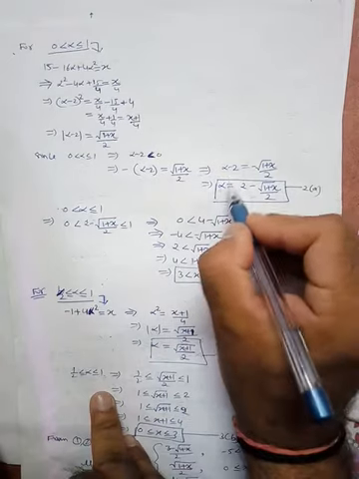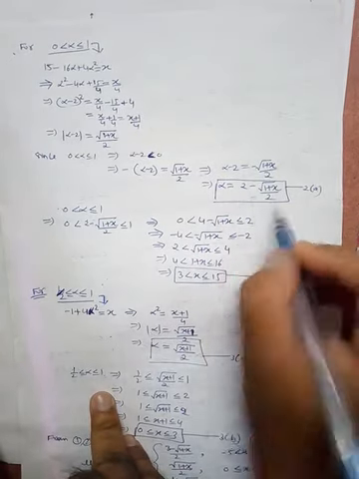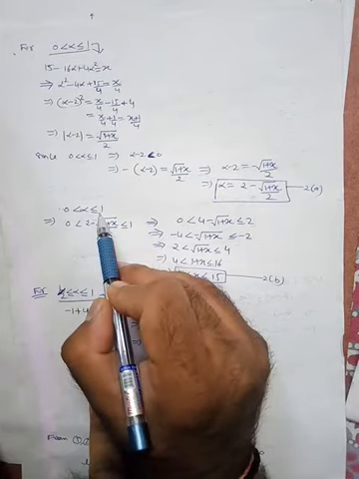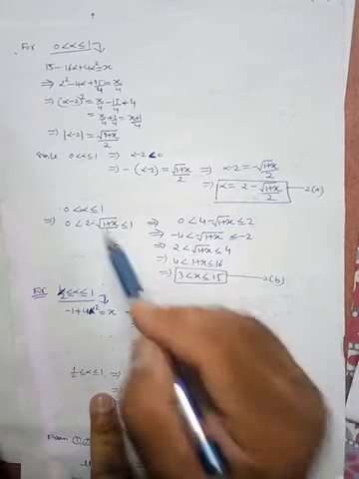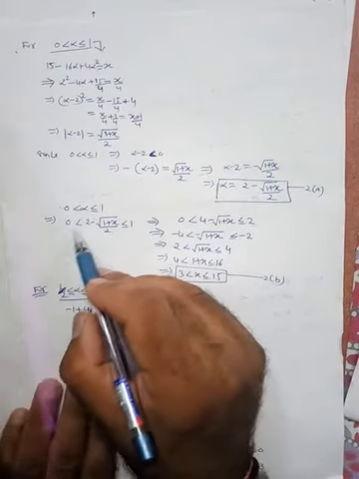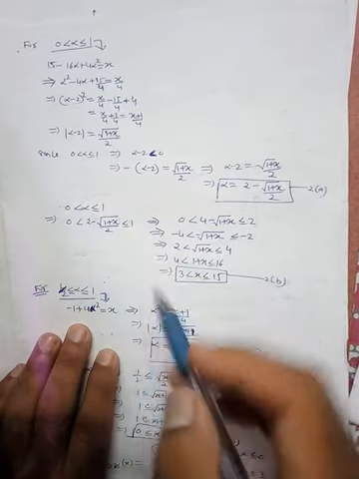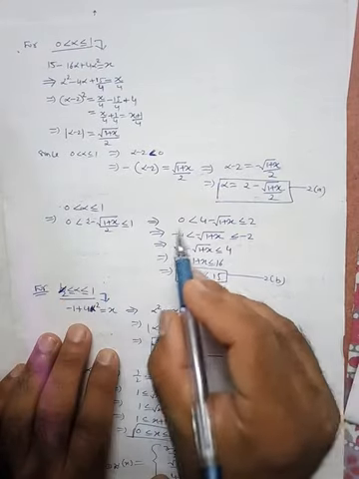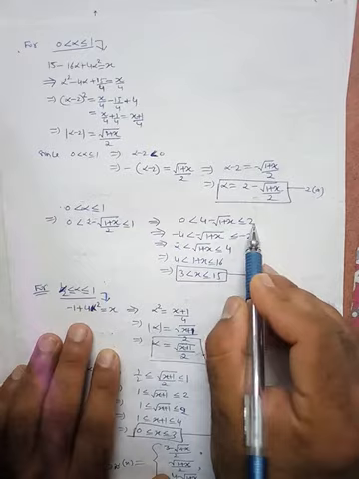Simplify this, so we get alpha is equal to 2 minus square root of 1 plus x by 2. Fine. Now since the range is 0 to alpha to 1, put alpha equal to this quantity and find out another range of x. So 0 is less than 2 minus square root of 1 plus x by 2 is less than or equal to 1. Multiply by 2. So 0 is less than or equal to 4 minus square root of 1 plus x is less than or equal to 2.